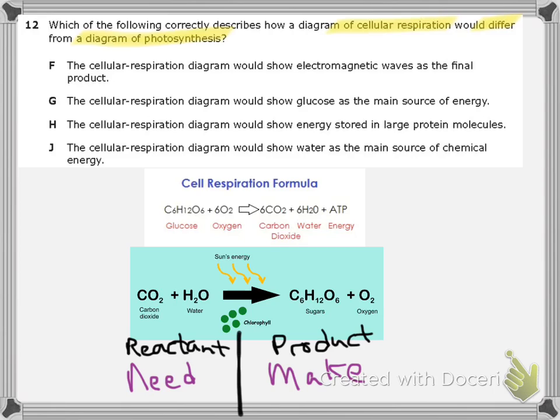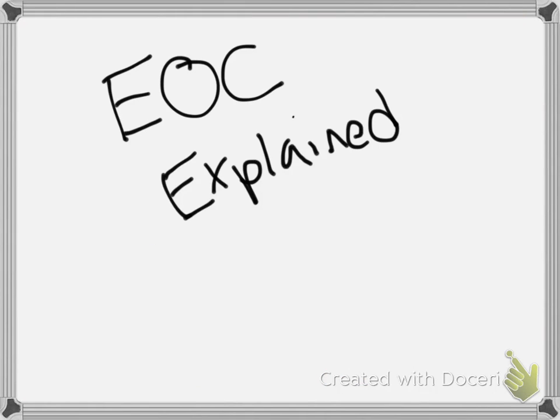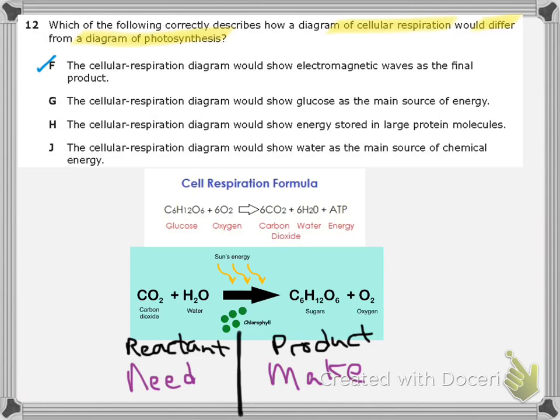Let's go ahead and start with F. F says the cellular respiration diagram would show electromagnetic waves as the final product. Well, let's look at our chart. What's the final product? Well, carbon dioxide, water, energy in the form of ATP, right? You see any electromagnetic waves, i.e. gamma rays, X-rays, anything like that? No, not at all. So F, no good. F equals no good. Whoa, went to the very last. Can't do that. Alright, so we'll go ahead and cancel out F there.